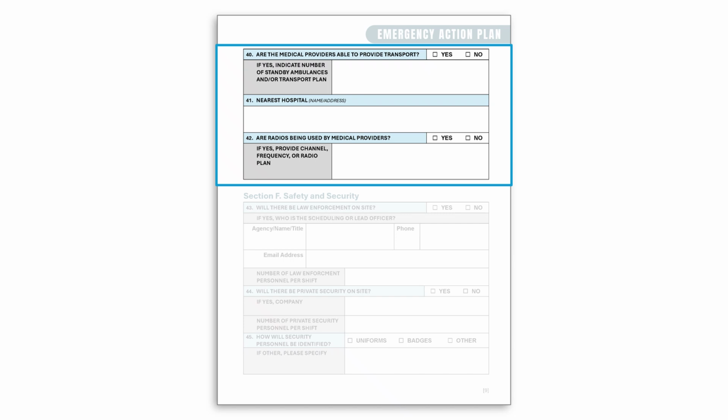Question 42. Are radios being used by medical providers? Details asked. Indicate if radios are being used. If yes, provide the channel, frequency, or communication plan. Why it matters. Efficient communication between medical staff improves coordination, reduces confusion, and speeds up emergency response during critical incidents.